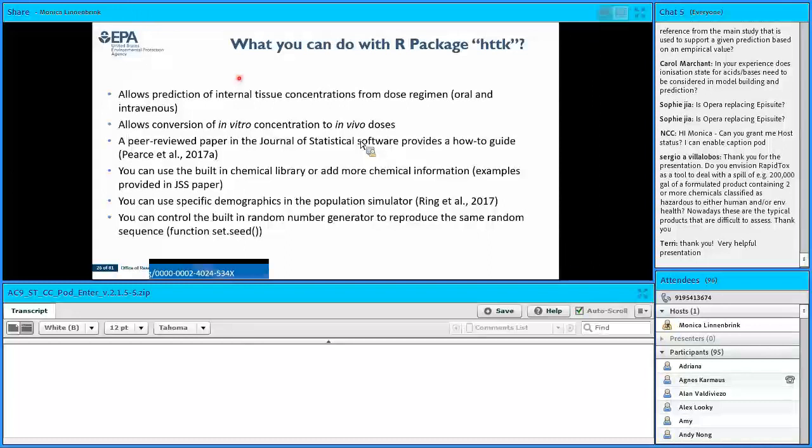That's what toxicokinetics is all about. I take a pill or I get a certain exposure. What are my tissue concentrations? You can do in vitro to in vivo extrapolation. There's a peer-reviewed paper in the Journal of Statistical Software that provides a how-to guide to do that.